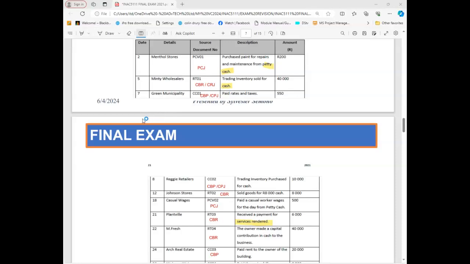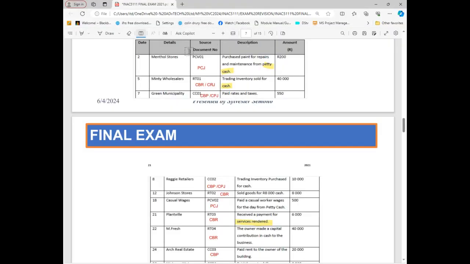Okay, we can go to the 7th now. On the 7th, like I said, we have Green Municipality. Let's see what is happening with Green Municipality. We paid rates and taxes. So we need to ask ourselves a question: how are we going to record that?